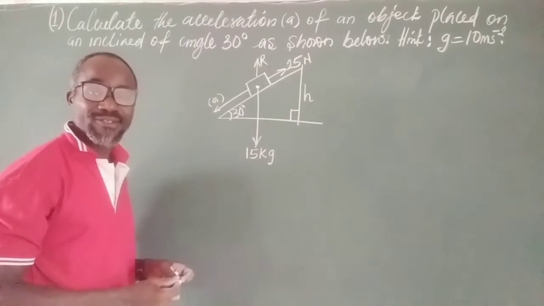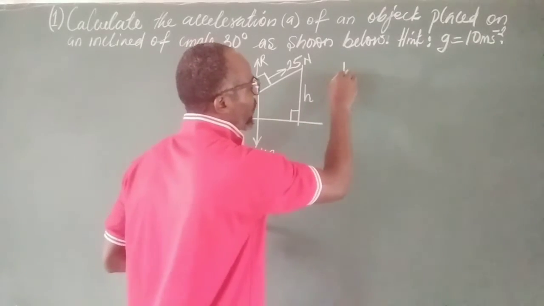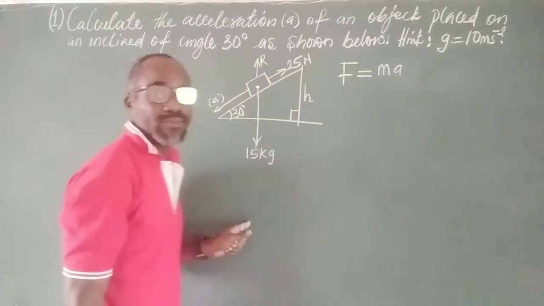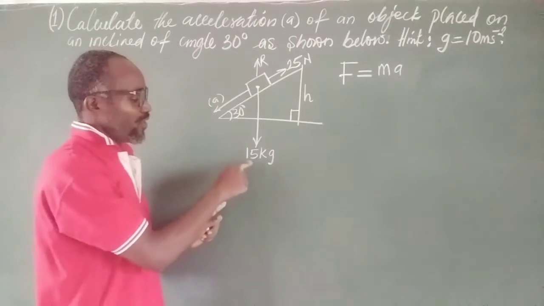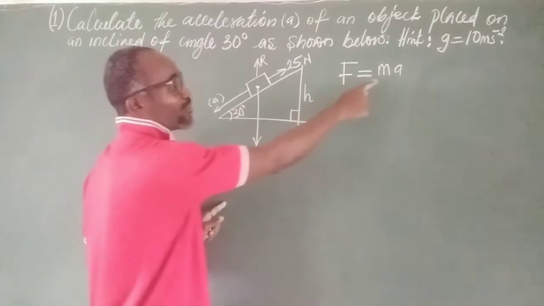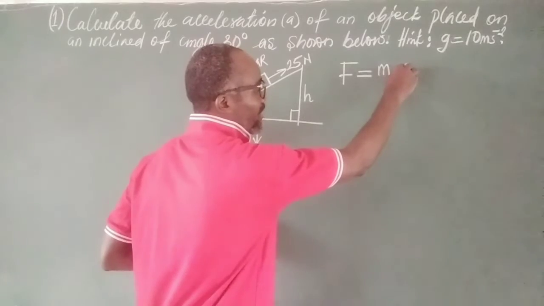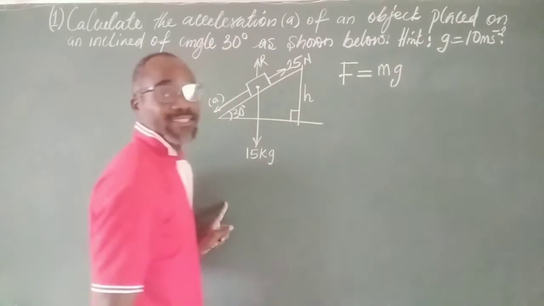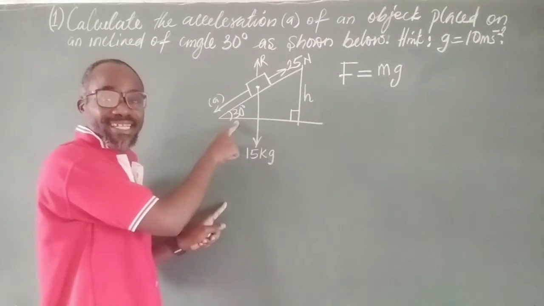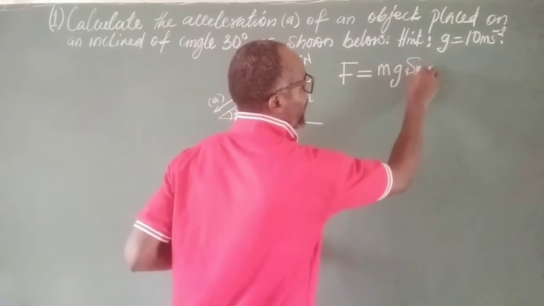And for us to calculate the acceleration of these objects, we need to make use of F, force, is equal to ma. But since we are talking about force acting downward, that's the weight of the object, we are going to change this to become mg, where g is the acceleration due to gravity. And then we now remember we're talking about theta. Theta is the angle of inclination, that is going to be sine theta.